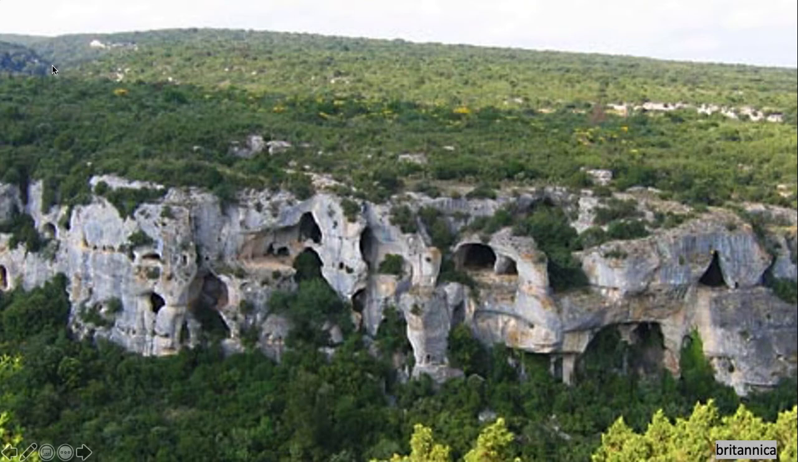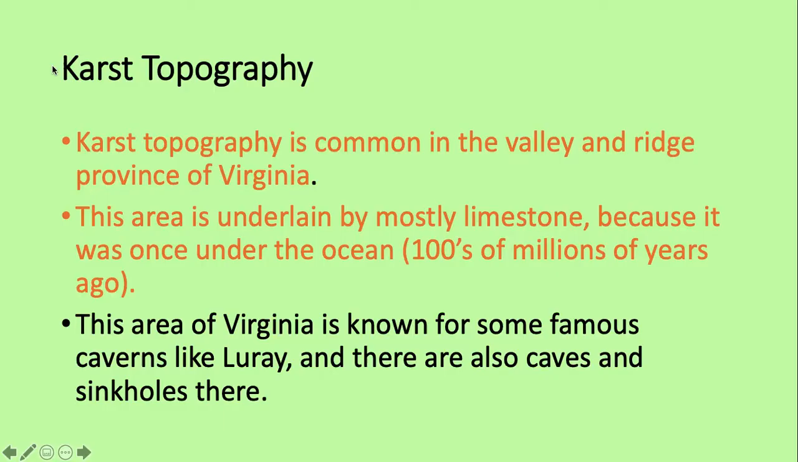Here is an image where you can see some limestone that's been eroded by water on a cliff face, and you can see all those caves. Karst topography is common in the Valley and Ridge Province of Virginia. This area is underlain by mostly limestone because it was once under the ocean hundreds of millions of years ago. This area of Virginia is known for some famous caverns like Luray, and there are also caves and sinkholes there.